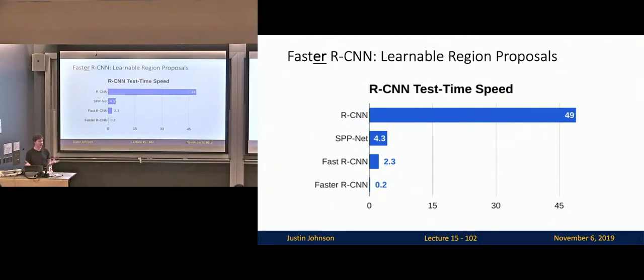Because we've eliminated the bottleneck of computing region proposals on the CPU, and instead we're computing region proposals using a really tiny convolutional network on top of the image features, this thing is really fast and can actually run in real time. Faster R-CNN on a GPU is something like 10 times faster than Fast R-CNN. And SPPNet is a different method that we don't have time to talk about, but it's kind of in between Fast and R-CNN.